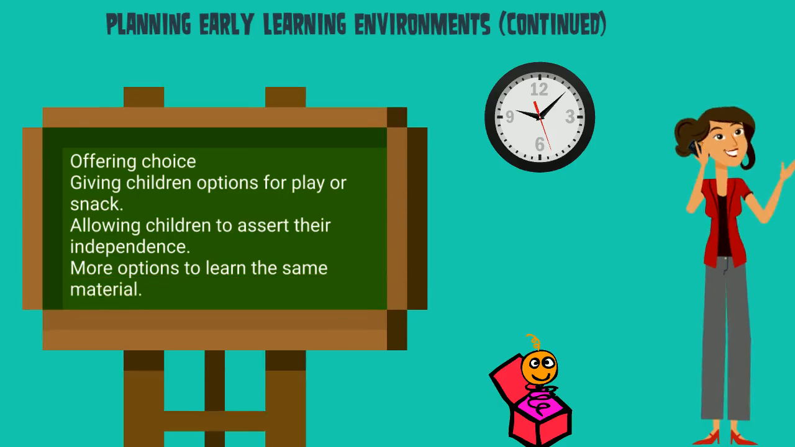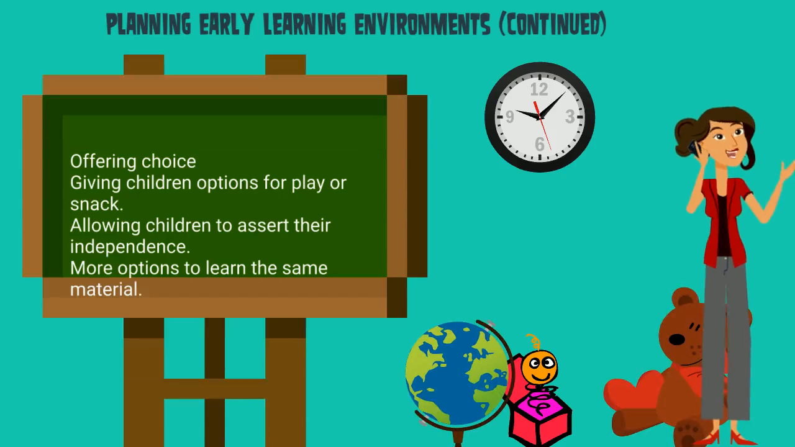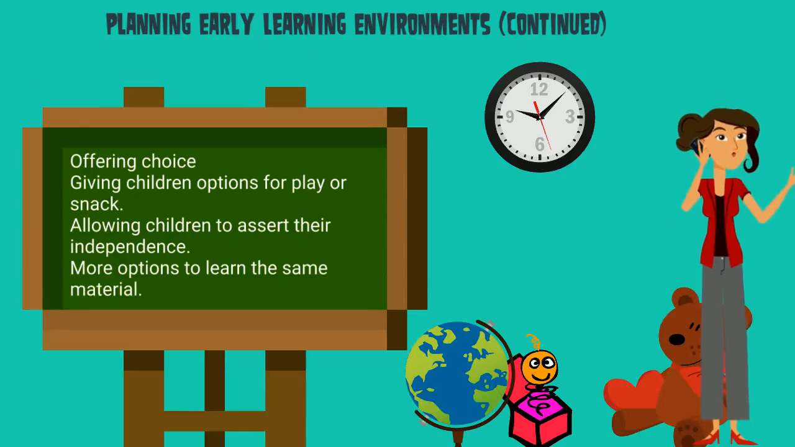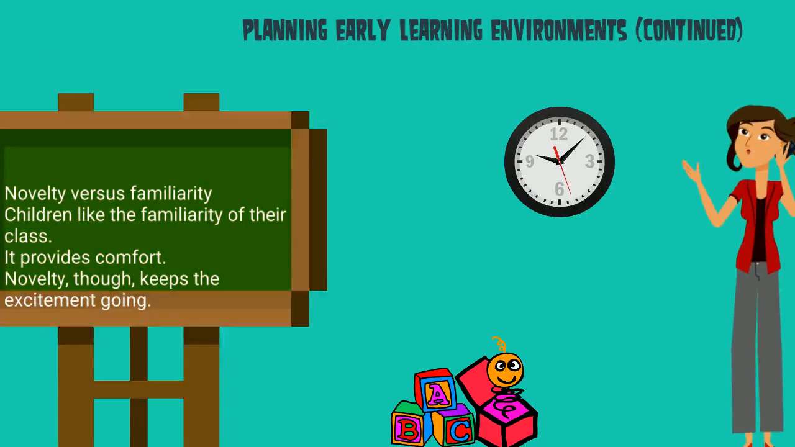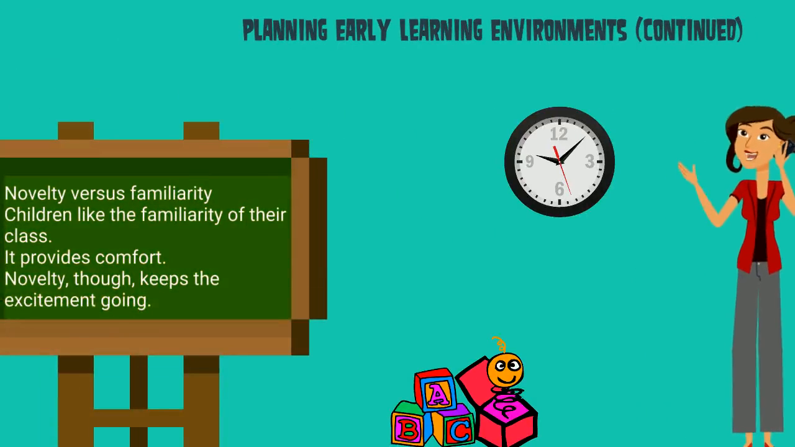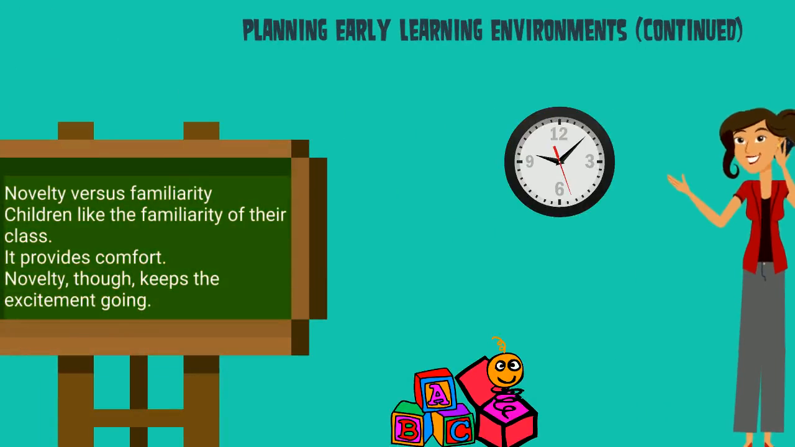Offering choice. Giving children options for play or snack, allowing children to assert their independence. More options to learn the same material. Novelty versus familiarity. Children like the familiarity of their class. It provides comfort. Novelty, though, keeps the excitement going.